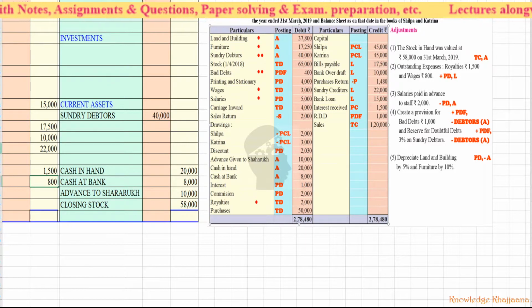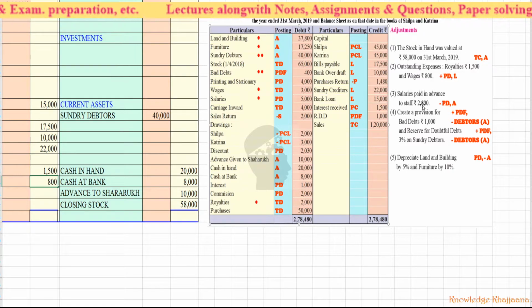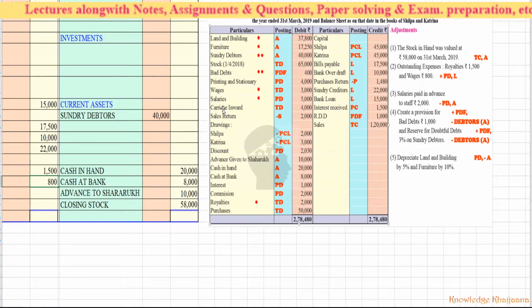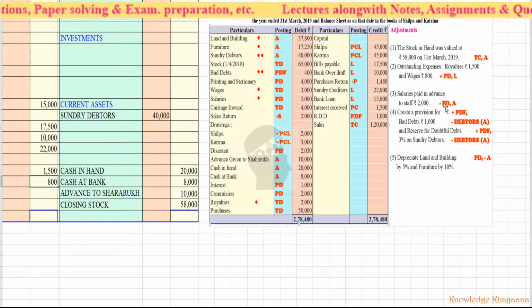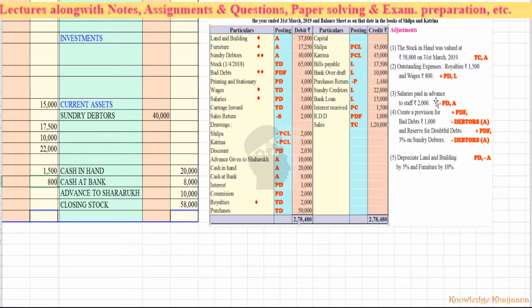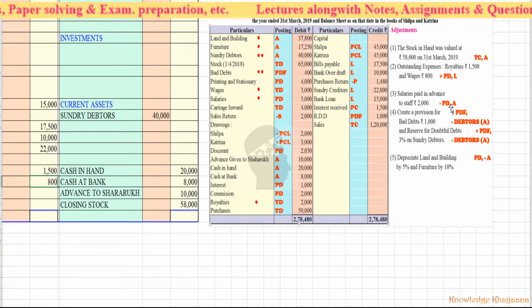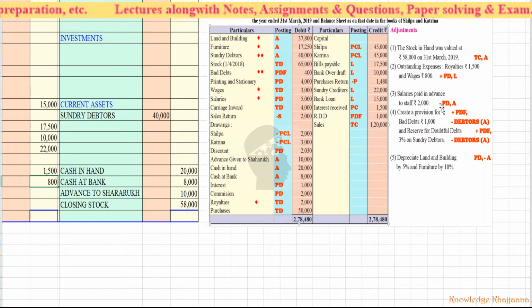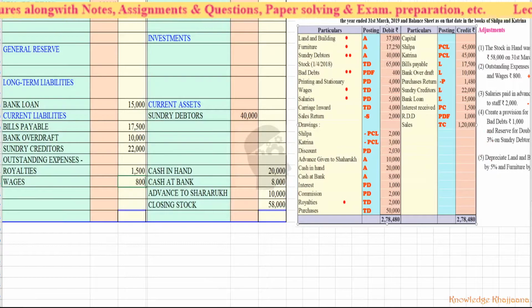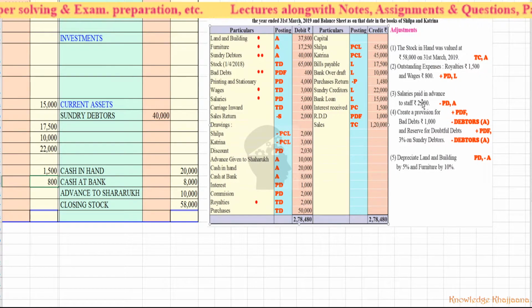Then salaries paid in advance to staff rupees 2000. See, salaries come under the category of profit and loss account debit side. It is paid in advance, means prepaid, and we haven't yet received the services from the employee. So for the time being, till the closing of the books, it is an asset for us because we haven't received his services. So we have to deduct that much of amount from profit and loss account debit side from the salaries of rupees 2000, right?